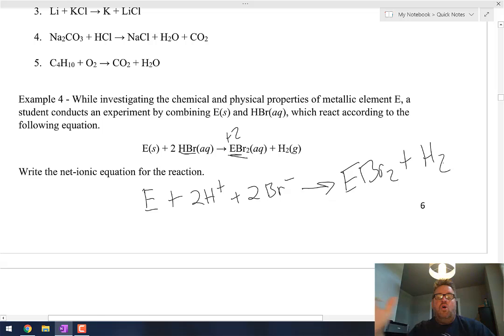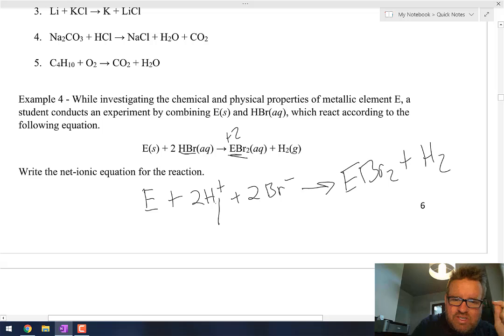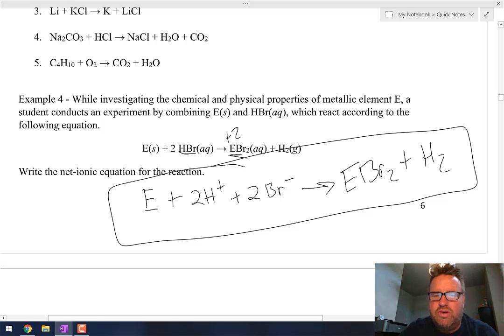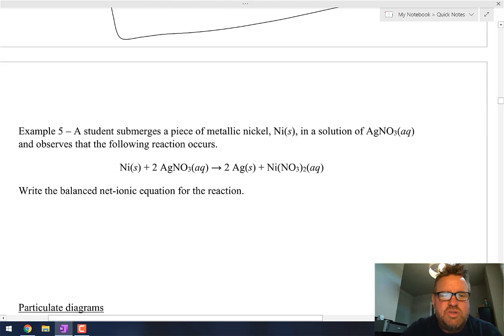Okay, and now we cancel things that are the same on both sides. Is anything the same on both sides? No, it is not. Okay, it has to be the same charge. Everything has to be exactly the same. So what's the net ionic equation? That's the net ionic equation right there. Okay, sometimes nothing cancels. Okay, a student observes a piece of metallic nickel in a solution of silver nitrate. Observes the reaction. Okay, write the balanced net ionic equation.